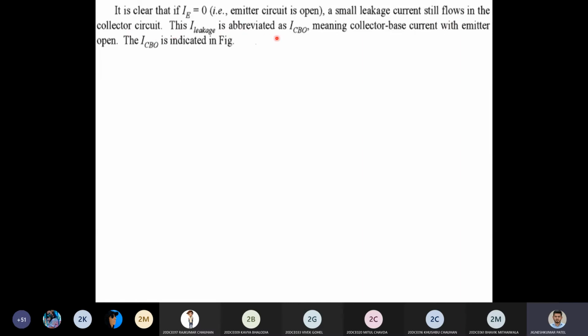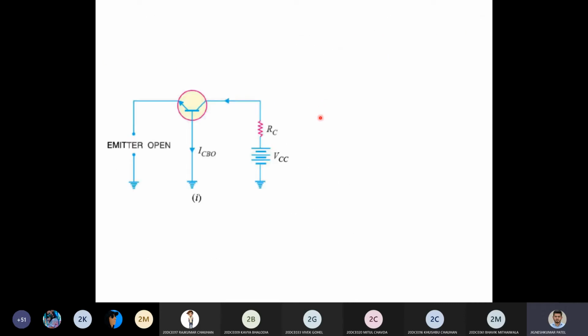This leakage is abbreviated as ICBO, meaning collector base current with emitter open. What does this mean? Let us say this is the scenario. I have not connected any voltage source between my base and emitter, but I still have a connection between my collector and my base. I want to find out the leakage current. That's why I'll leave it open. So no current due to IE is present in this circuit now.